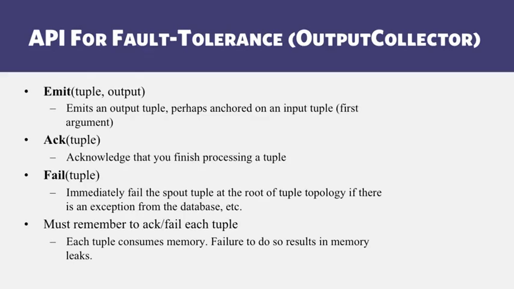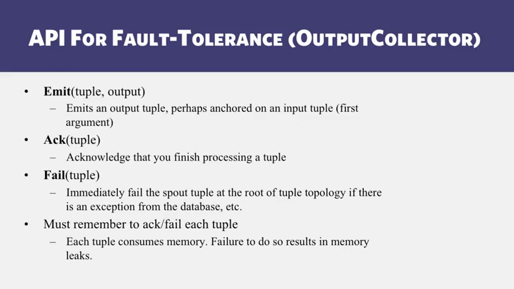Emit essentially emits an output tuple, perhaps anchored to an input tuple, and if you want to anchor to an input tuple, you specify that as the first argument in emit. You can acknowledge that a tuple has been done by calling the ack function, and this means that the spout will now know that this input tuple that it had generated has been processed by the last bolt in the topology.